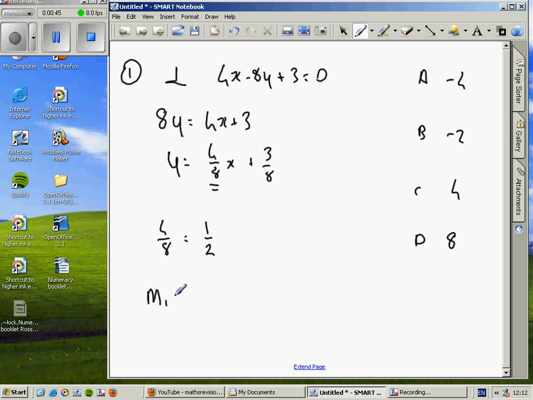Now, we're looking for the gradient of a perpendicular line, so it's m1 times m2 equals -1. We flip the fraction and invert the sign, and the gradient of the perpendicular line is -2, and option B.